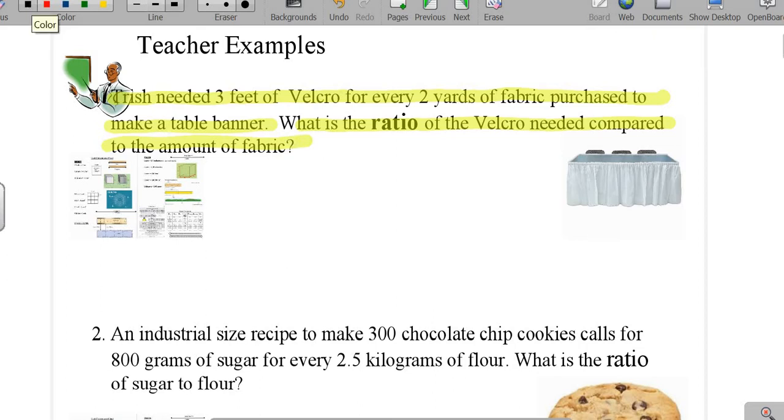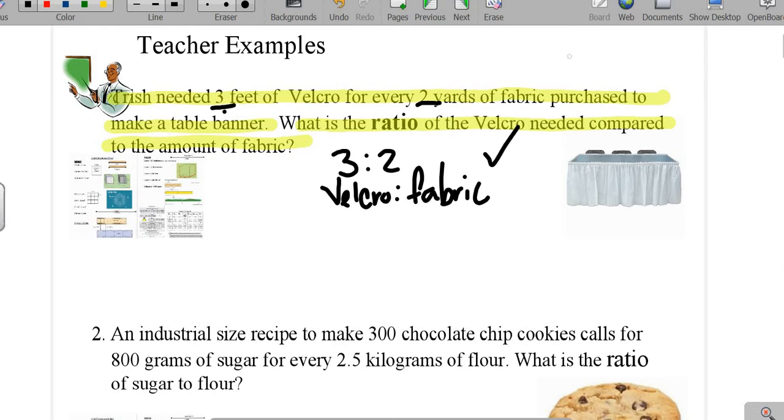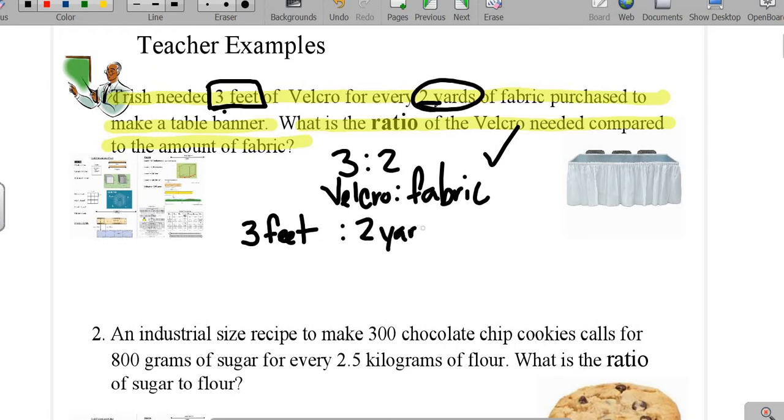So this is what most students do. They see the 3, they see the 2, and they're like, it's a 3-to-2 ratio of Velcro to fabric. And they're like, ta-da, I'm done. No, you're not. Because your units here is 3 feet of Velcro to 2 yards of fabric.